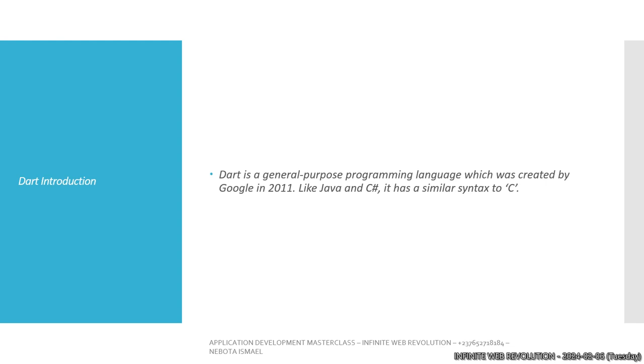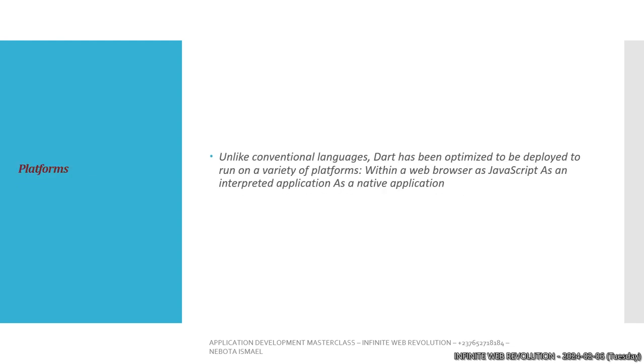So if you know the C programming language, definitely you should pick that up very easily. Yes, there are just a few modifications, a few things you need to know about, but it's actually very easy. Now, platforms: unlike conventional languages, it has been optimized to be deployed to run in a variety of platforms, within a web browser as JavaScript, and as an interpreted application, as a native application. Let's delve into this right now.